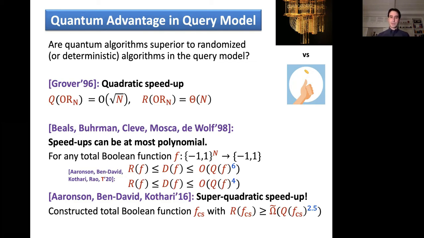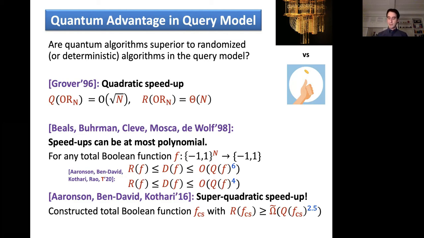In a recent result, with Aaronson, Ben-David, Kothari, and Rao, we show that this result of Bills et al. can be tightened, and the randomized query complexity is at most the quantum query complexity raised to the 4th power. So we know that the two complexities are somewhere between 4th power apart and 2.5 power apart. Okay, so far it seems that quantum gives us some speedups, but only polynomial.